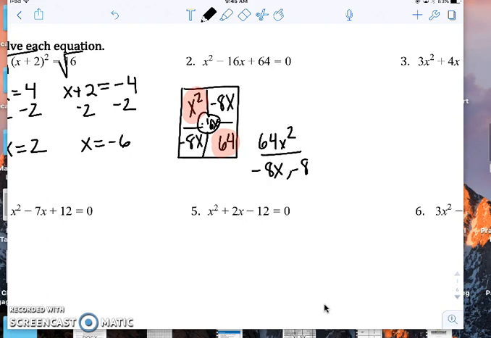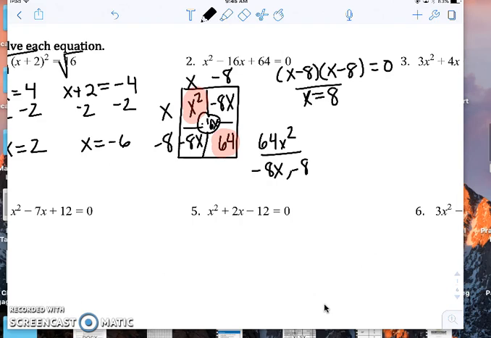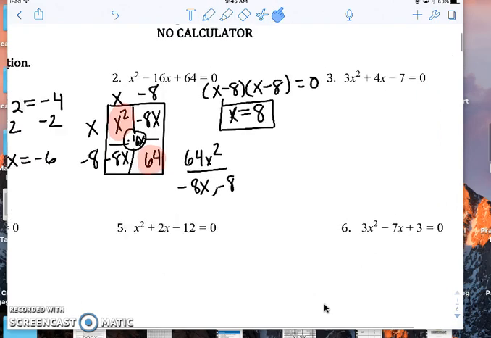So our outside dimensions, well, this is x and x. X times what gives you negative 8x? Minus 8 and minus 8. So it factors into x minus 8, x minus 8 equals 0. So we have to set the parentheses equal to 0, so this one is just x equals 8. It only hits the x-axis once.